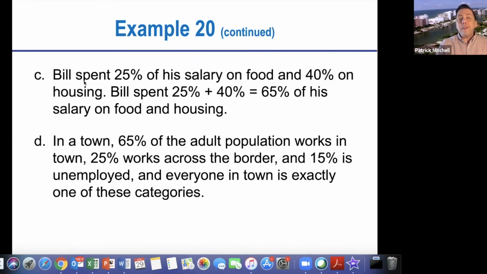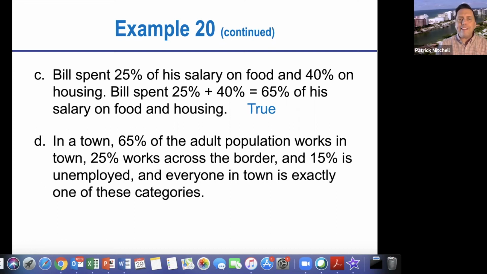Okay, now compare that last one to this one. If Bill spent 25% of his salary on food and 40% on housing, then he spent 25 plus 40 equals 65% of his salary on food and housing. This statement is true because the 25% and the 40% are being taken of the same pot of money, okay? Unlike in the last example.